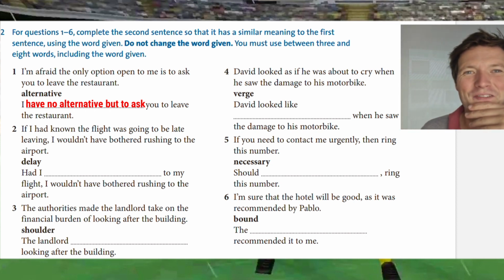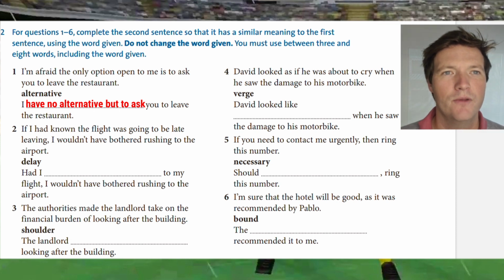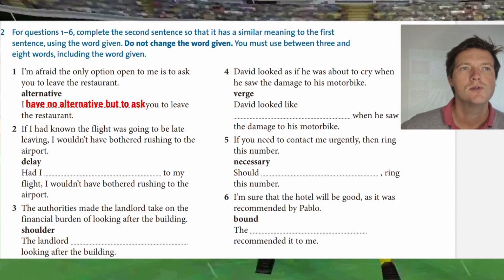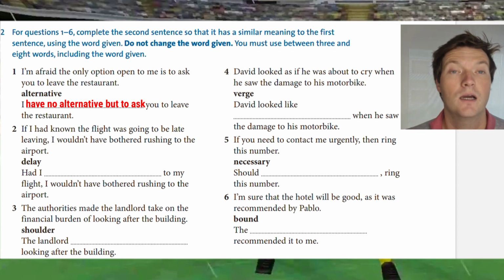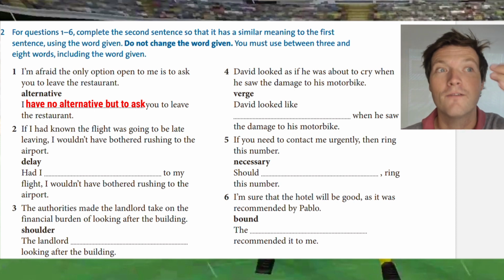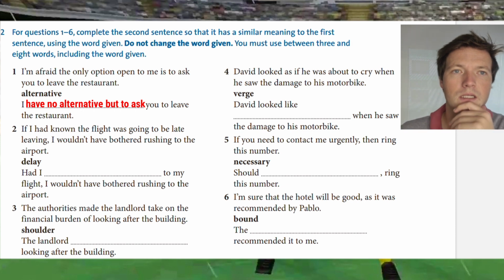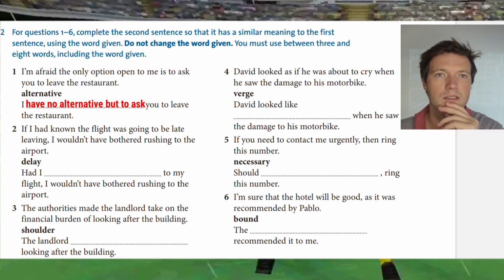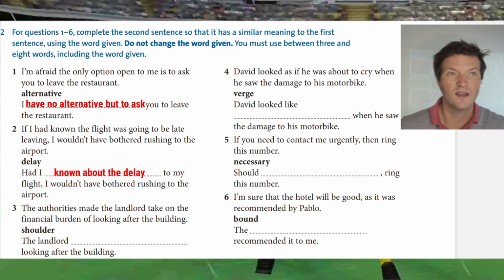Okay, number 2. If I had known the flight was going to be late leaving, I wouldn't have bothered rushing to the airport. Delay. Okay, if I had known, another way of saying it is had I known, right? So I'm guessing that's how this is going to start. To my flight, the delay to my flight. So had I known about the delay to my flight, I think.